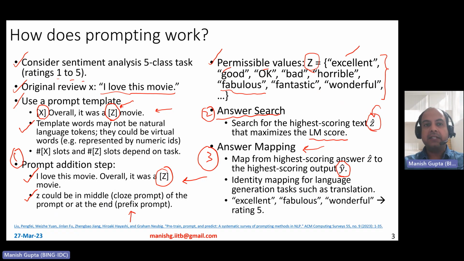If the task is language generation, like translation or autocomplete and so on, you can just use identity mapping here. You could just say my Z hat is my Y hat. But if the task is more of an NLU kind, natural language understanding, you typically have a fixed set of classes to which you want to map one of the Z hats. So for example, excellent, fabulous, wonderful could all map to rating 5. So this is how prompting works.